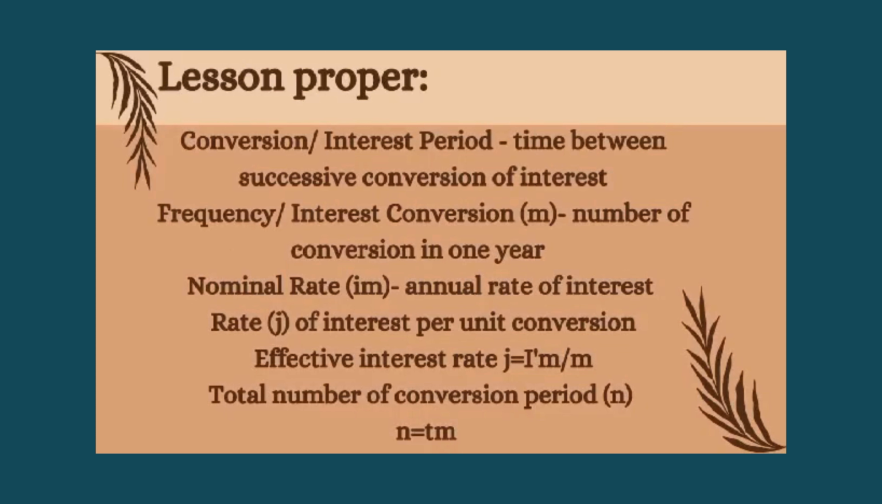First is conversion or the interest period, which is the time between successive conversions of interest. Second, frequency of interest conversion, which is the number of conversions in 1 year. Third, nominal rate is the annual rate of interest. Fourth, rate of interest per unit conversion, or effective interest rate, which is J is equal to IM over M. And lastly, total number of conversion periods, which is N is equal to TM.